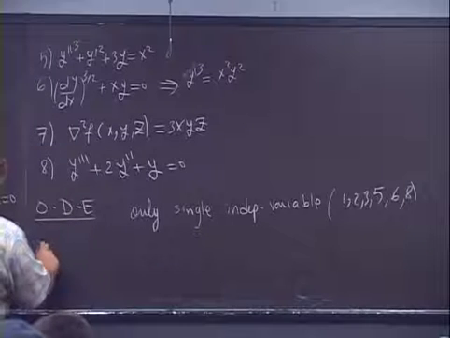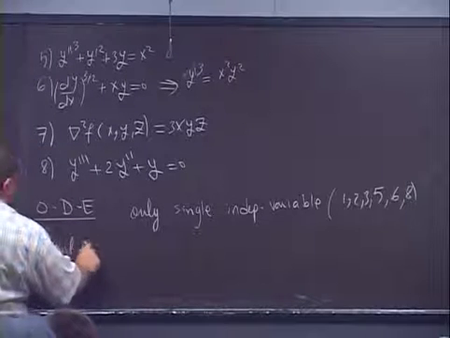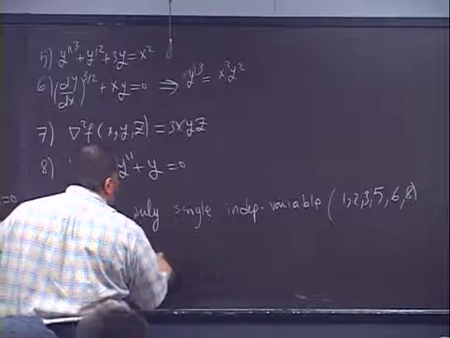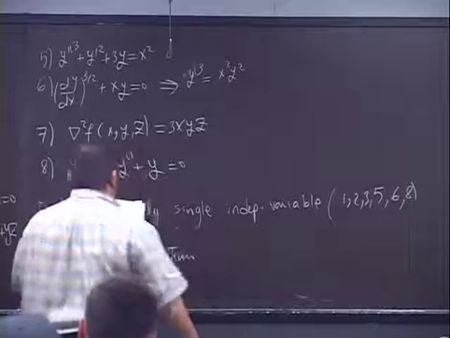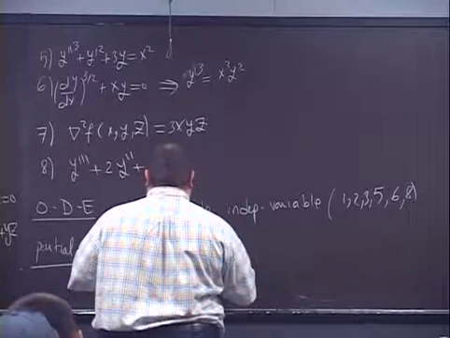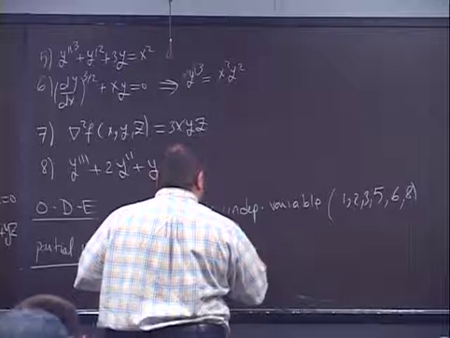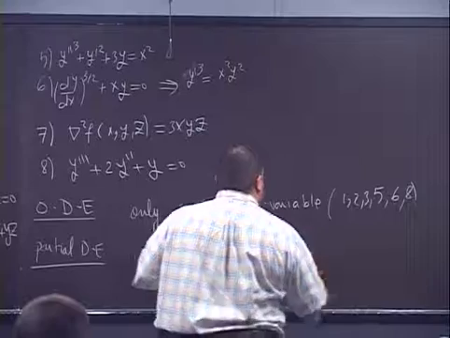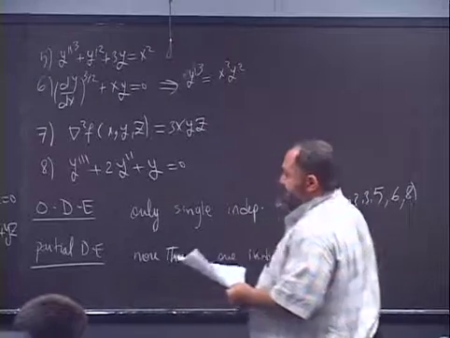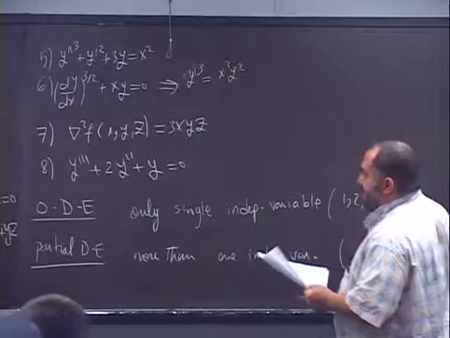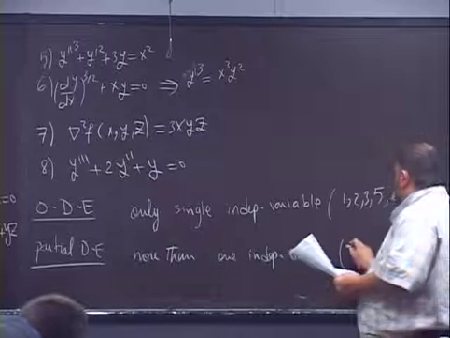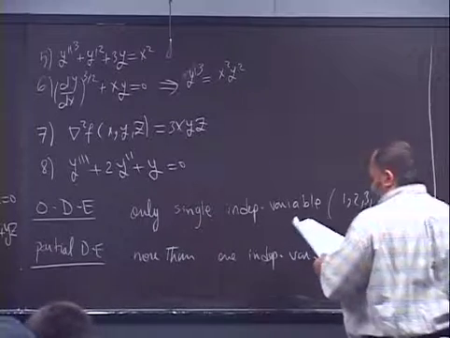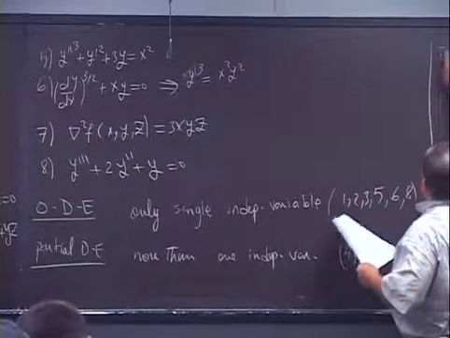A partial differential equation is one where we have more than one independent variable. So which ones do you think? Number 4 and 7.